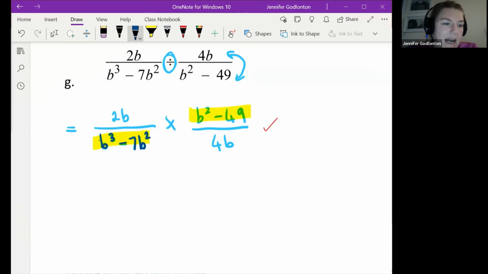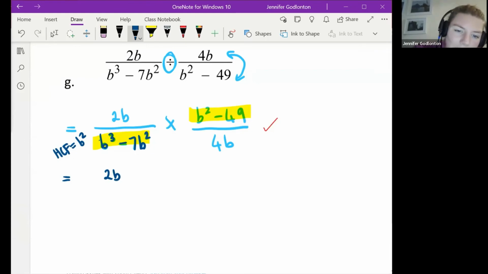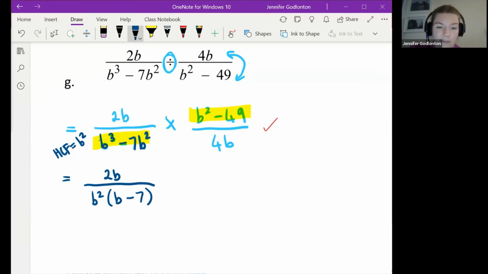Great. I'm going to take out a highest common factor. And what is that highest common factor? What am I going to take out? B squared. There we go. Okay. So I'm going to have my 2b at the top. Nothing happens. And then I'm going to take out b squared as my highest common factor, and I'm left with b minus 7. That's the final answer. Okay, so if you got that part right, give yourselves another tick.